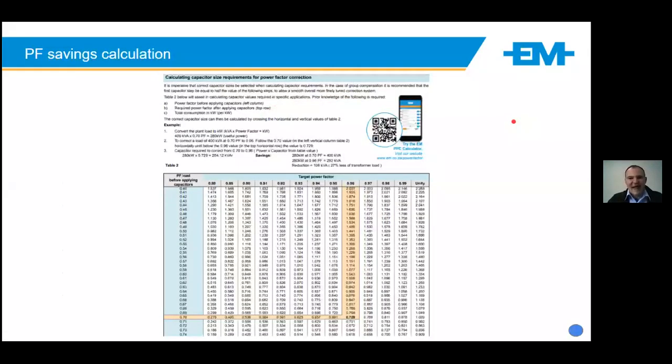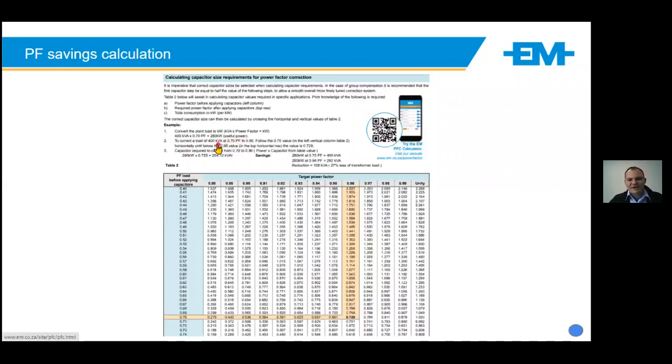With this data in hand, the calculation can be done to determine your capacitor size requirements for the system. So in our example, we have here the plant. Convert the plant load to kilowatt. This plant had a 400 kVA peak at 0.7. So we did the conversion here, 400 kVA times 0.7, and we got our kilowatt rating.